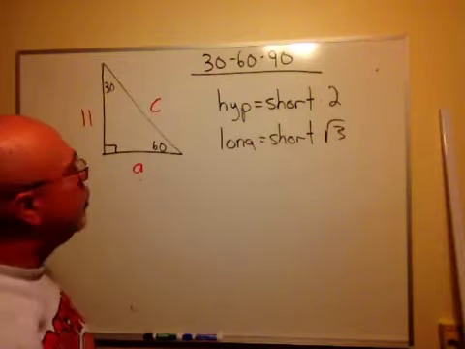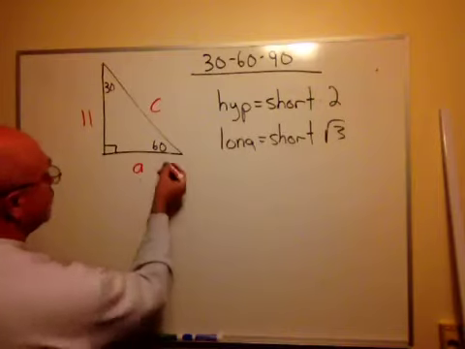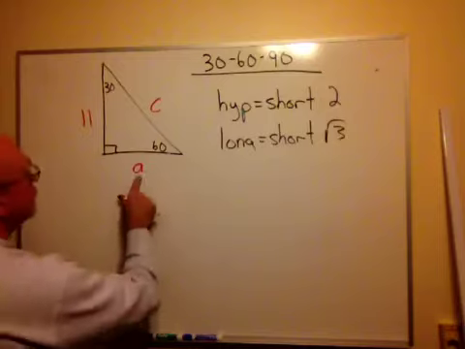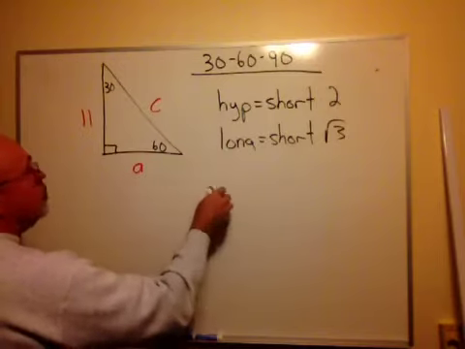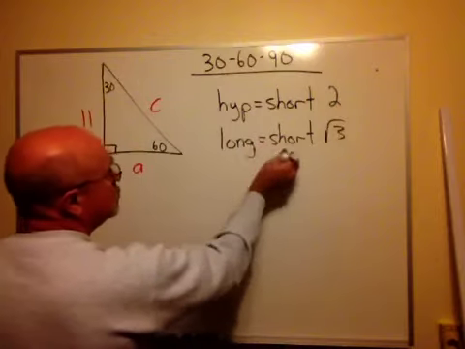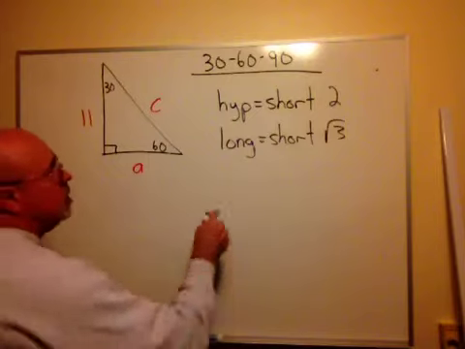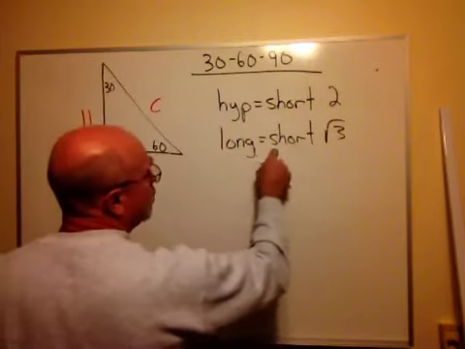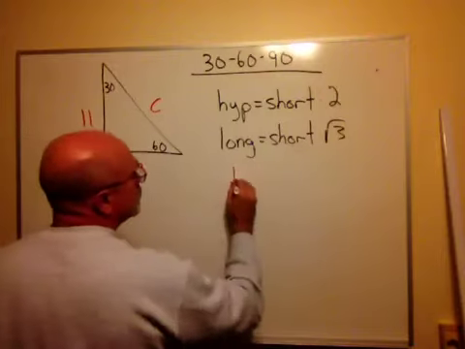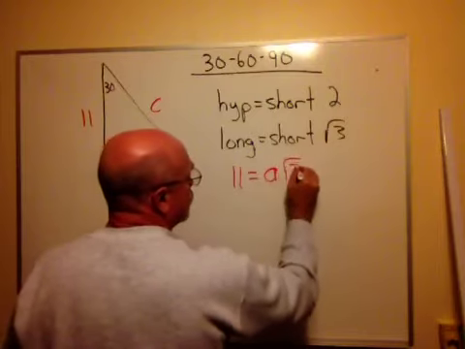Okay, so in this example, I've been given the 11. The 11 is the long leg, again, because it is opposite the 60-degree angle. So I have no choice about what rule to use. The rule I have to use is long equals short root 3 because I've been given the long, and that's the only rule that involves it. So I'm going to substitute directly underneath my rule here. If long is short root 3, then 11 equals the short, which is a, times the square root of 3.